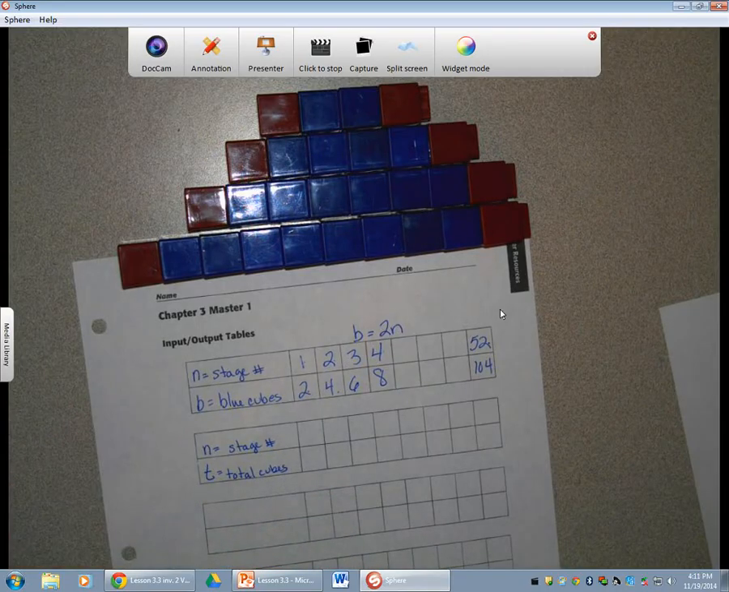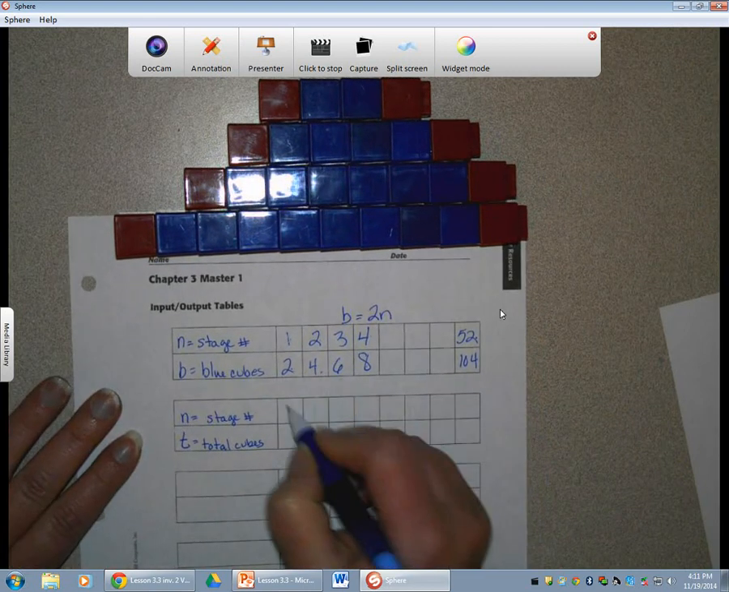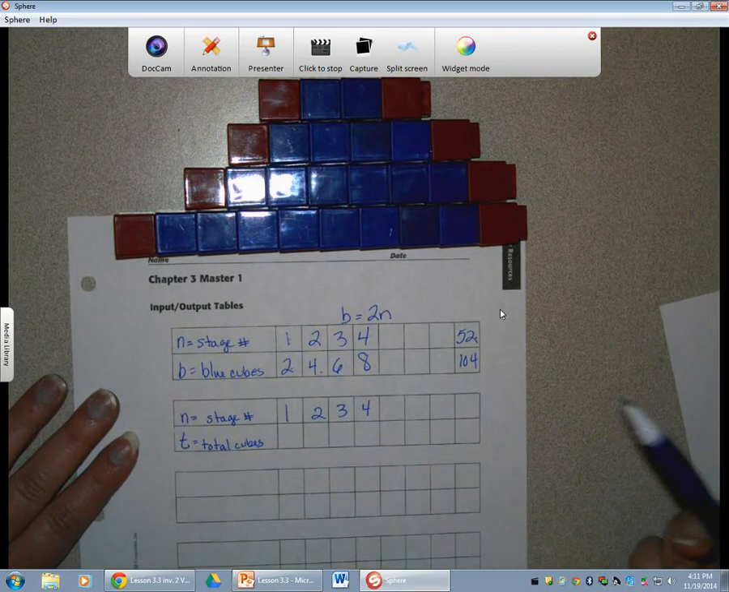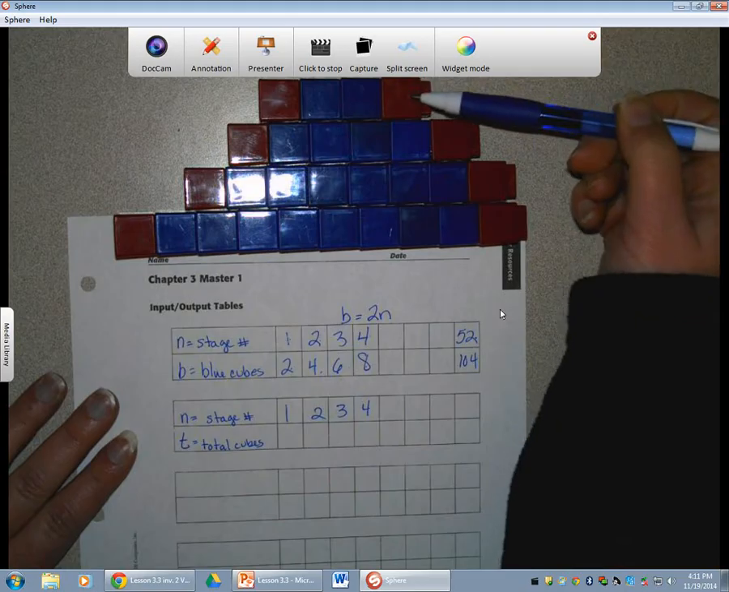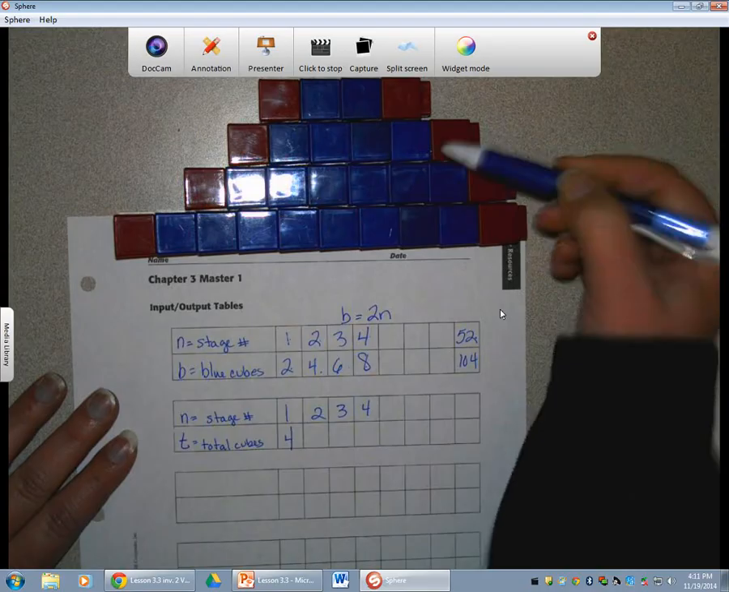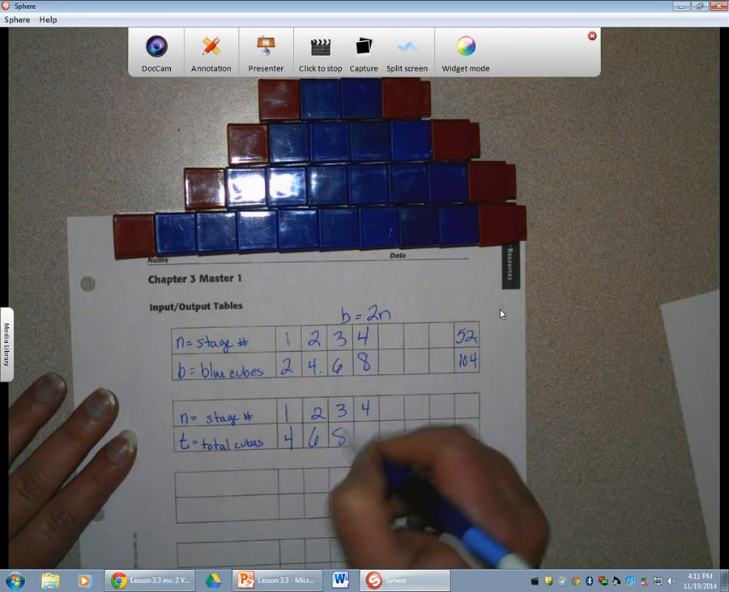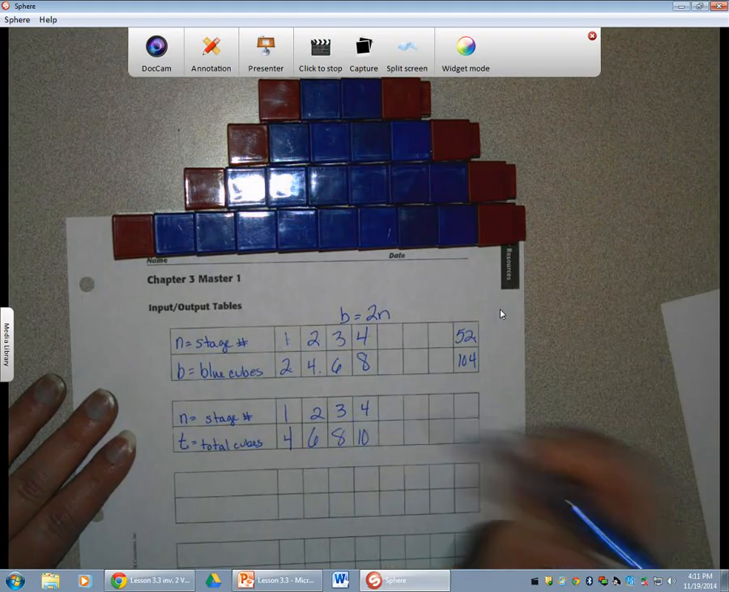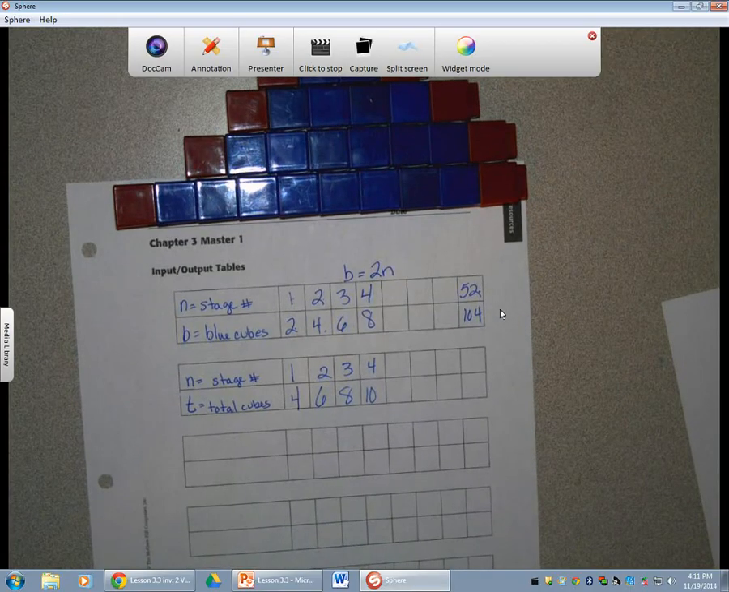So as I'm doing this, I'm again going to have stages 1, 2, 3, and 4, but now I'm going to include my 2 red cubes as well. So we have 2 red and 2 blue is 4, 2 red and 4 blue is 6, 2 red and 6 blue is 8, and 2 red and 8 blue is 10. So I still have stages 1, 2, 3, and 4, but now I'm looking a little bit different.